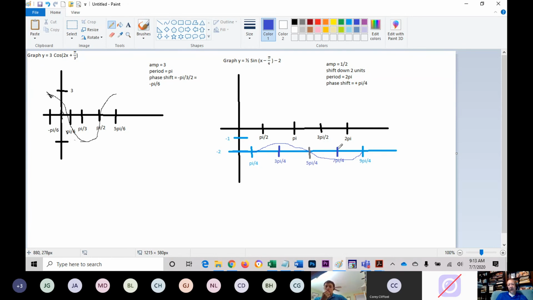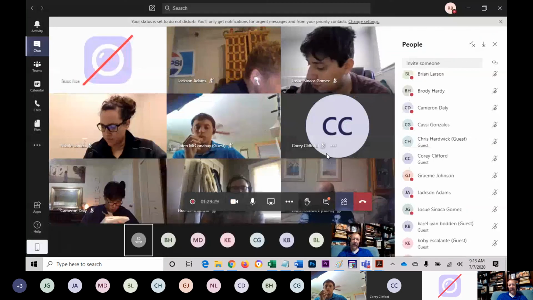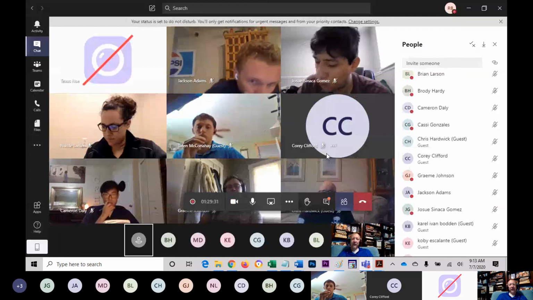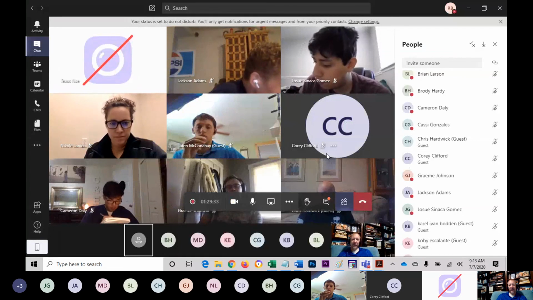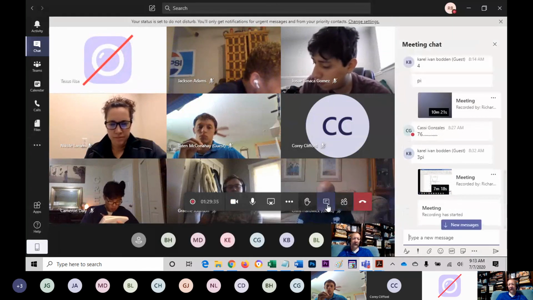And like I said, this blue line in here is for reference. It's not really needed, but it sure is helpful to draw your sine wave. Does that make sense? Yeah, it makes sense. Here we go. Is there anybody for whom it doesn't make sense? You can either shake your head or tell me no.